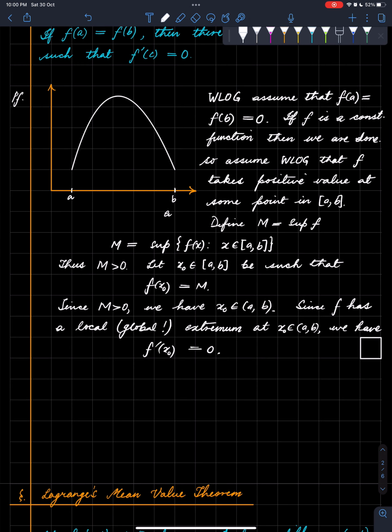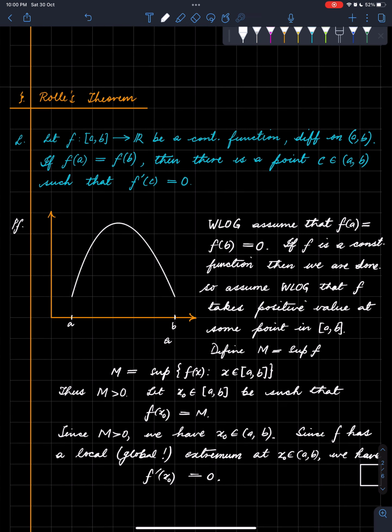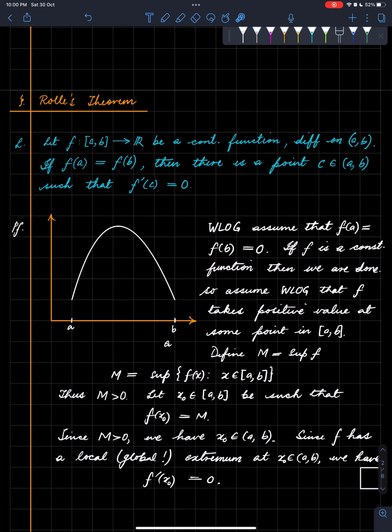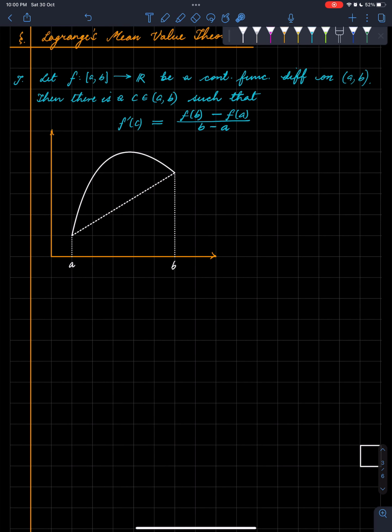That's a very simple proof. It says that, well, in some sense we constructed this point. We said that you take that point where you can find a local extremum, and any such point is where this will be satisfied. So that's basically the main idea. And it makes sense geometrically also. If you are at the maximum point, then either way you are going to decrease. So it makes sense that the tangent will be horizontal there.